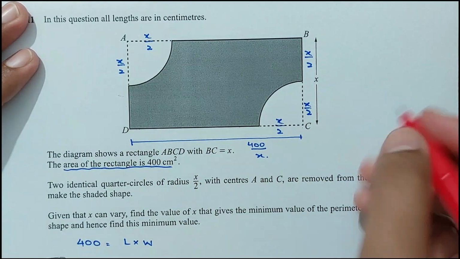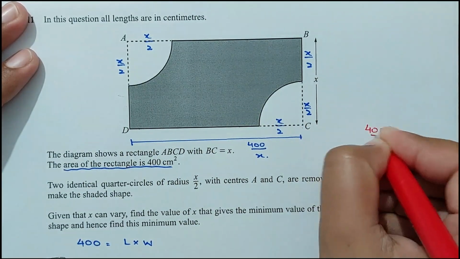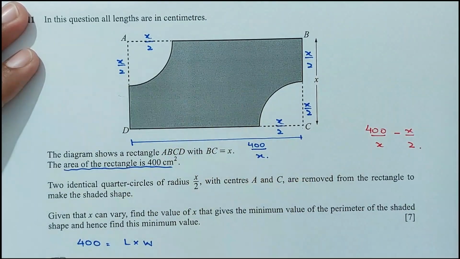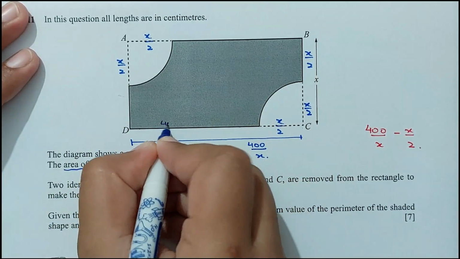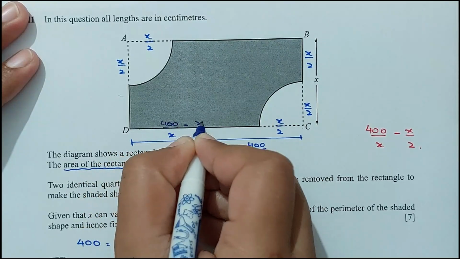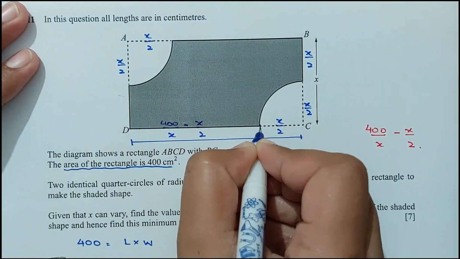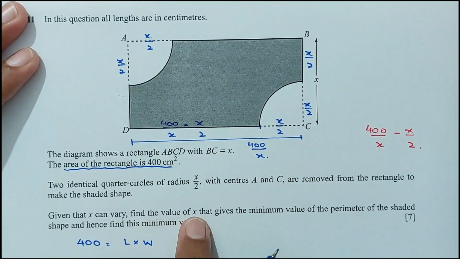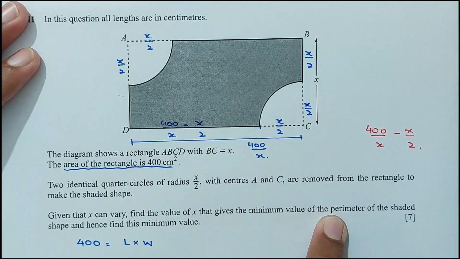How can I get this? This is from 400 over x minus x by 2. This is the length. 400 over x minus x by 2 is the length from B to this point. Okay, given that x can vary, find the value of x that gives the minimum value of the parameter.